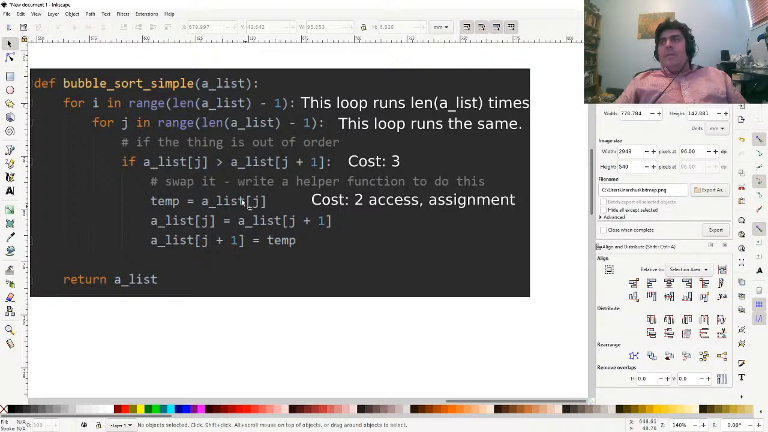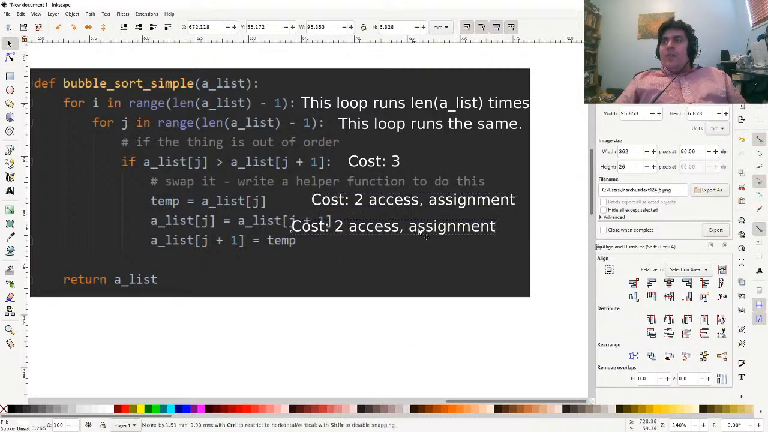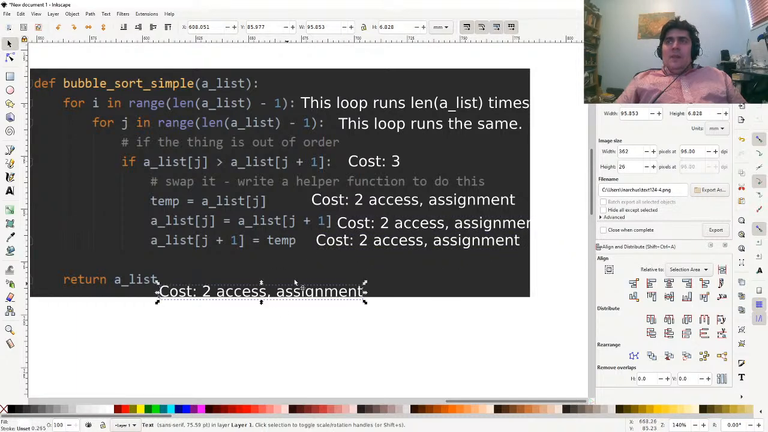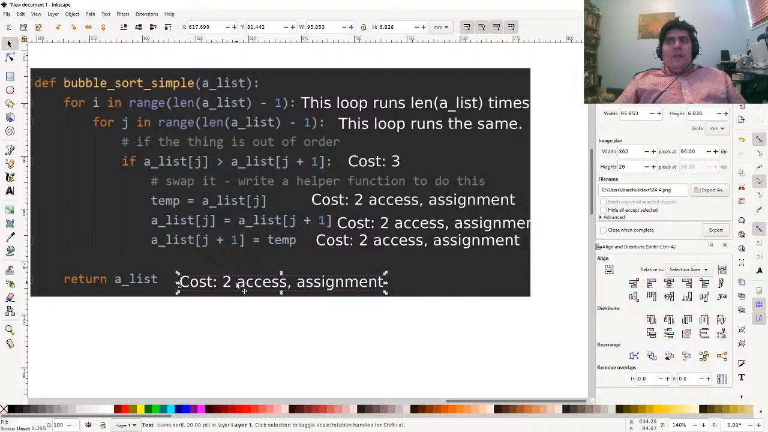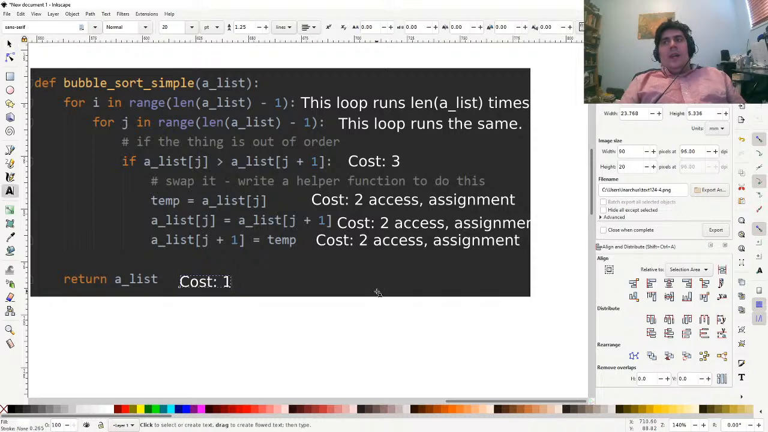That's right. That's why there's that -1 on there. And then let's just say, okay, these are all the same. These are all cost 2 because they're accesses and assignments, right? And then this is maybe, I don't know, cost 1 or 2, who cares, right? Well, I haven't really told you yet, right? Just try to go with it. Maybe cost 1 because it's return.